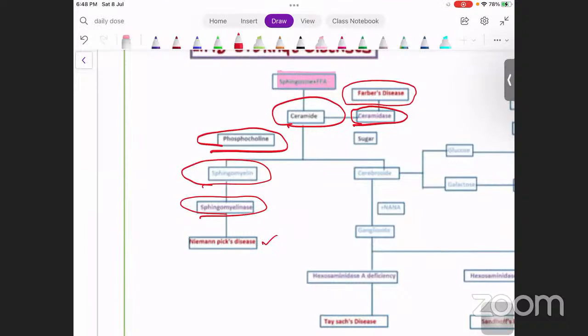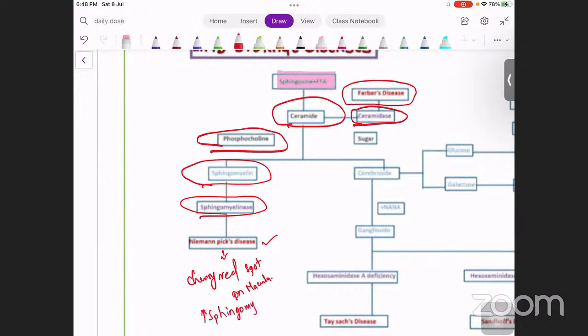Deficiency could result in Niemann-Pick's disease, where you see the cherry red spot on macula. A 2-year-old Jewish boy with a cherry red spot on macula is the one you need to remember as a classical vignette for Niemann-Pick's disease. And Niemann-Pick disease shows an increase in sphingomyelin.